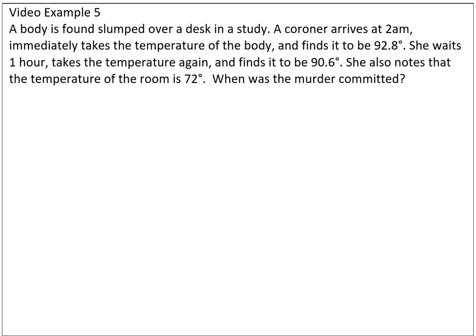For this last question, we have a forensics question. A body is found slumped over in a desk in a study. A coroner arrives at 2 a.m., immediately takes the temperature of the body, and finds it to be 92.8 degrees. She waits 1 hour, takes the temperature again, and finds it to be 90.6 degrees. She also notes that the temperature of the room is 72 degrees. When was the murder committed? So we're going to start off with the equation and then see if we can find our way back to what time it started.